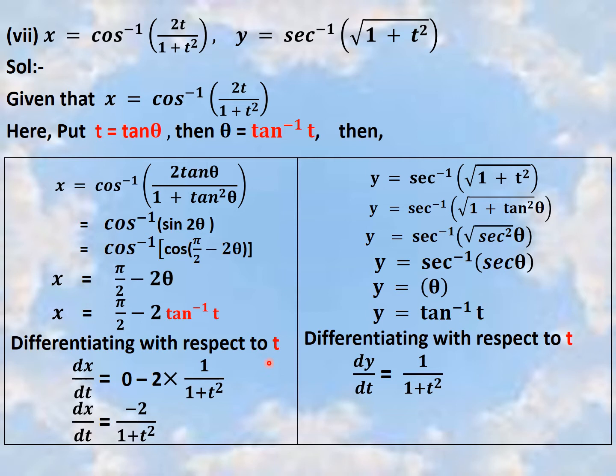Now we will see y. y is equal to sec inverse of root of 1 plus t square. Now t is tan theta, so 1 plus tan square theta is sec square theta, and root of sec square theta is sec theta. So it is sec inverse sec theta and it is only theta. So y is equal to theta, and theta is tan inverse t. So y is equal to tan inverse t. So we can differentiate y with respect to t as dy by dt is equal to 1 upon 1 plus t square.